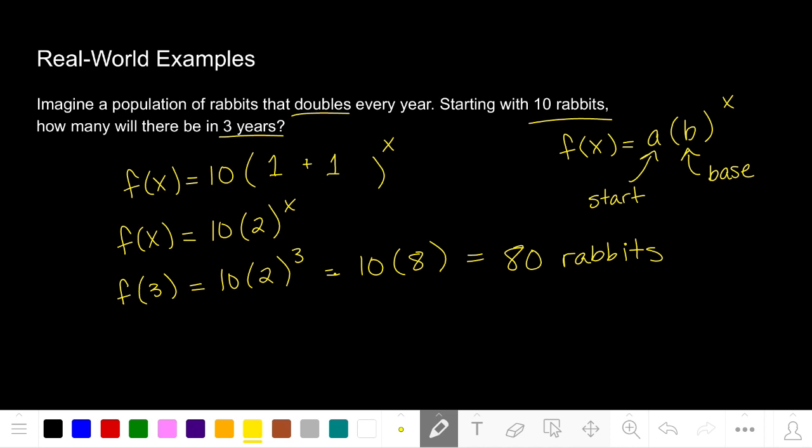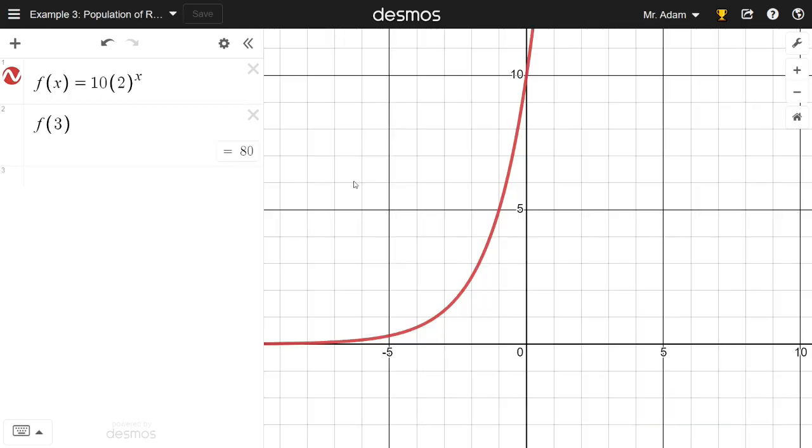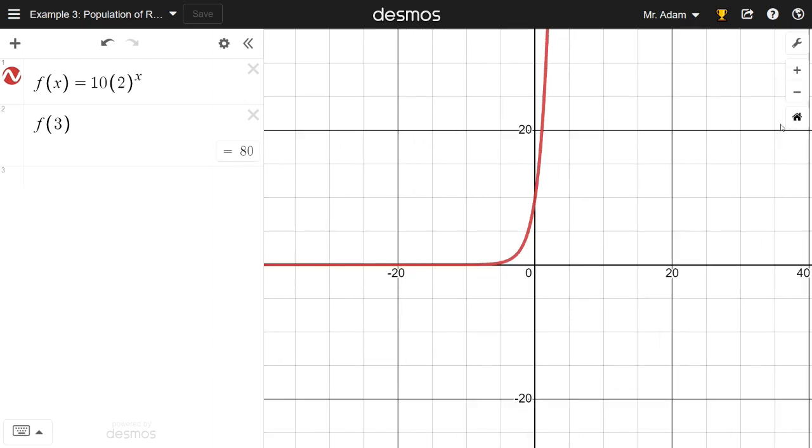Now, you might ask, is this exponential growth or decay? Well, the outputs are increasing, and our base, as you can see, is greater than 1, so it is exponential growth. Something we can double check by looking at a graph. Our initial value was 10, our base was 2, and our power was x, and as you can see, this graph increases very, very dramatically.